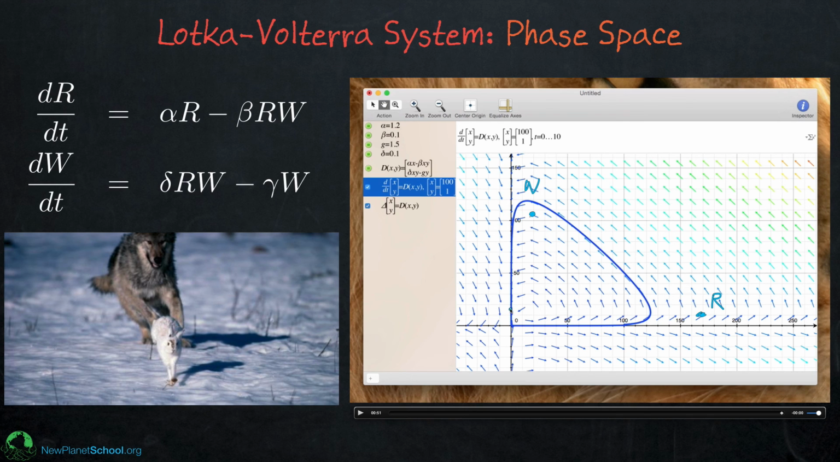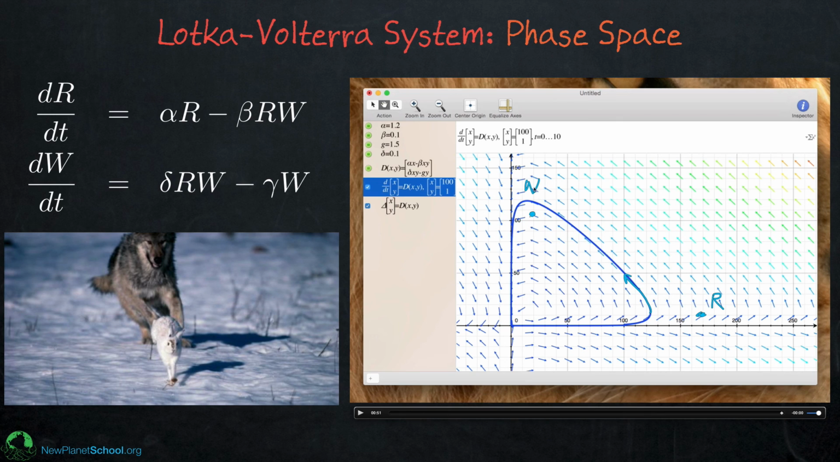I start off with a small number of wolves and a small number of rabbits. The rabbits will breed until they get to be a lot of rabbits. And then as the curve goes this way, I follow the vector field. You can see what's happening. The number of rabbits is going down. It's going to the left, but it's going up. That's where the vectors are pointing.